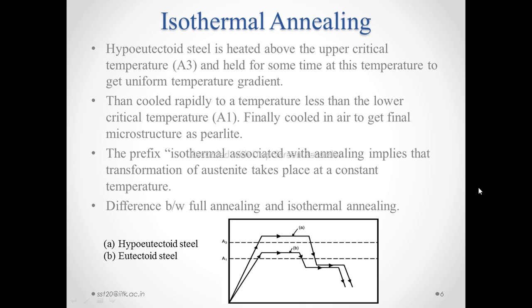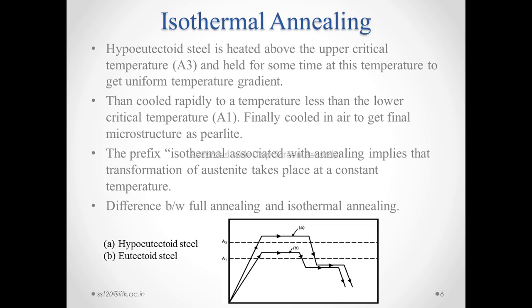Welcome back, everyone. In the previous slide, we covered what full annealing is and how it is useful for different kinds of steel: hypoeutectoid steel, hypereutectoid steel, and eutectoid steel. In brief, we use this annealing treatment for hypoeutectoid and eutectoid steel, but it's not that favorable to use for hypereutectoid steel.